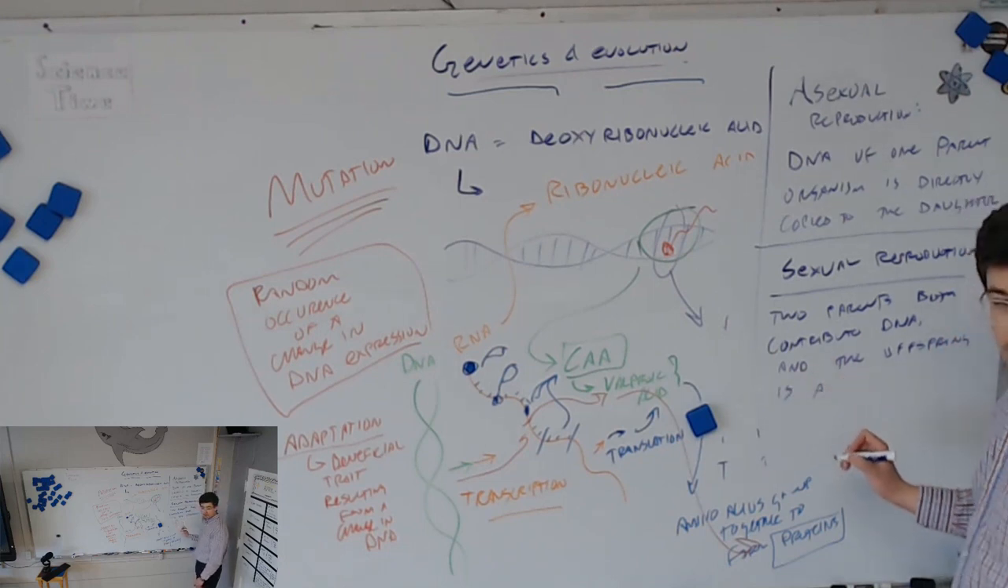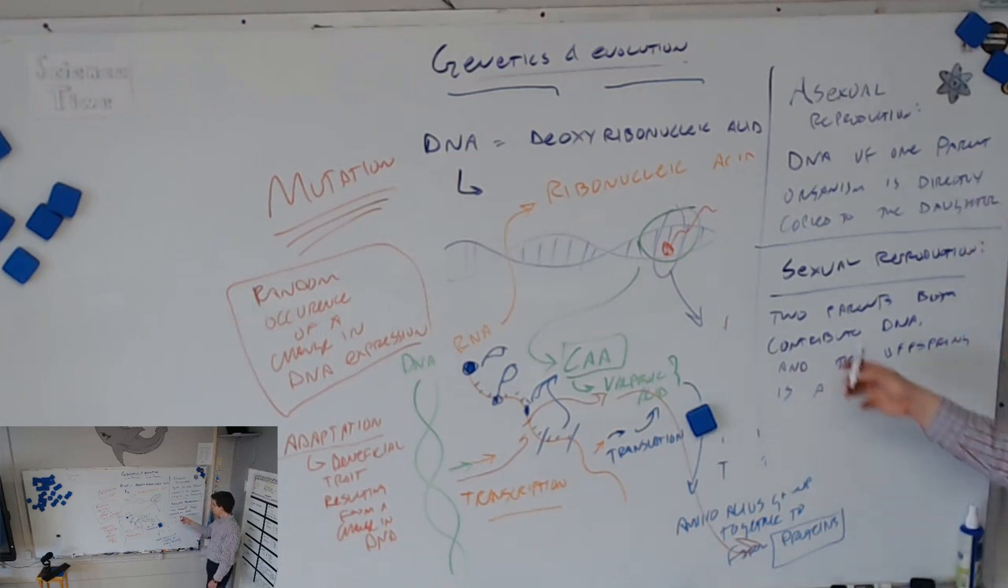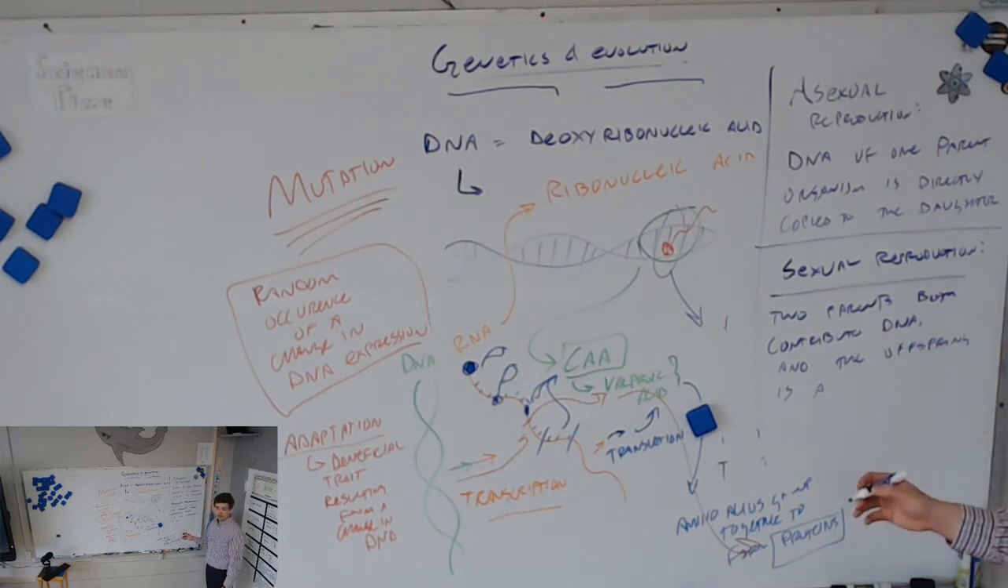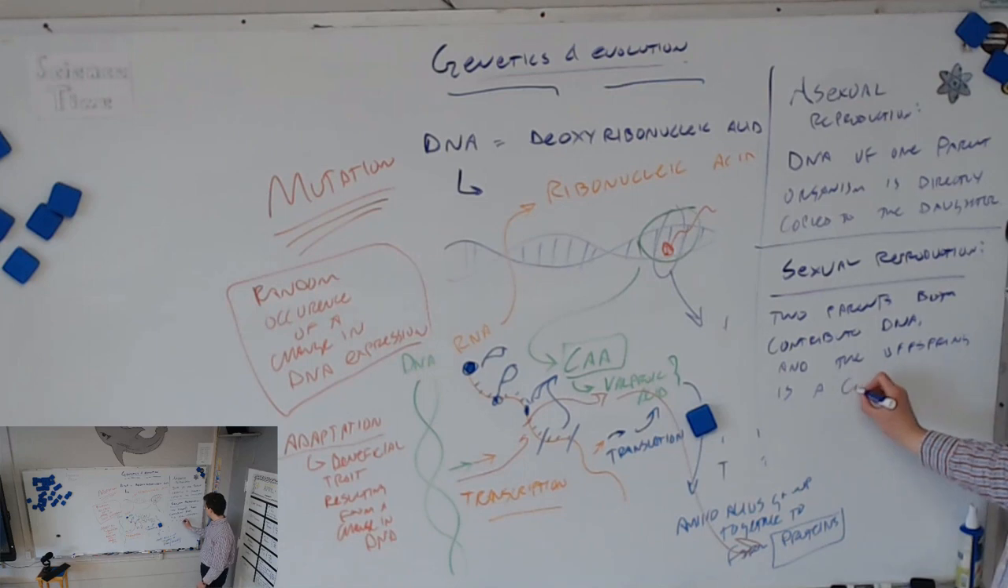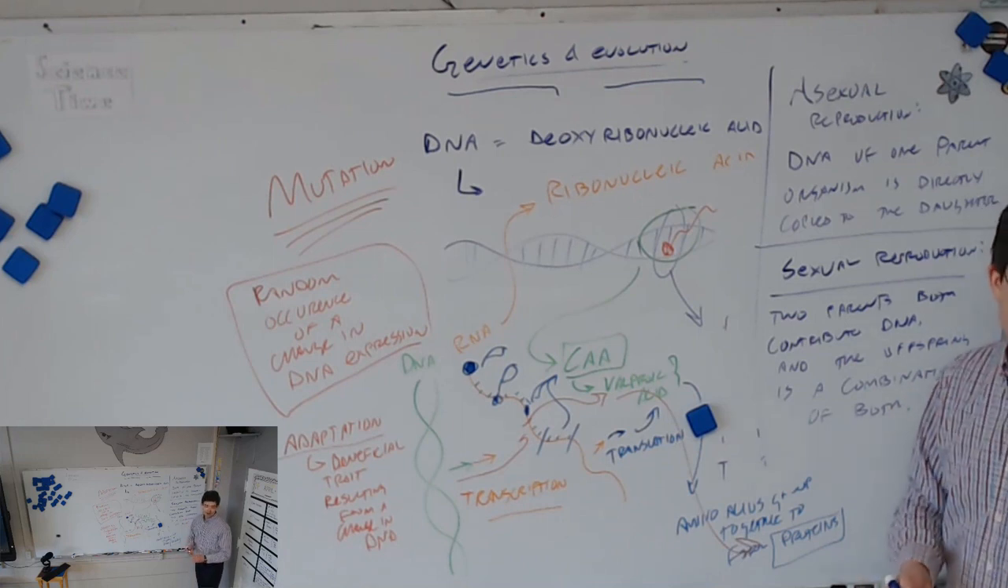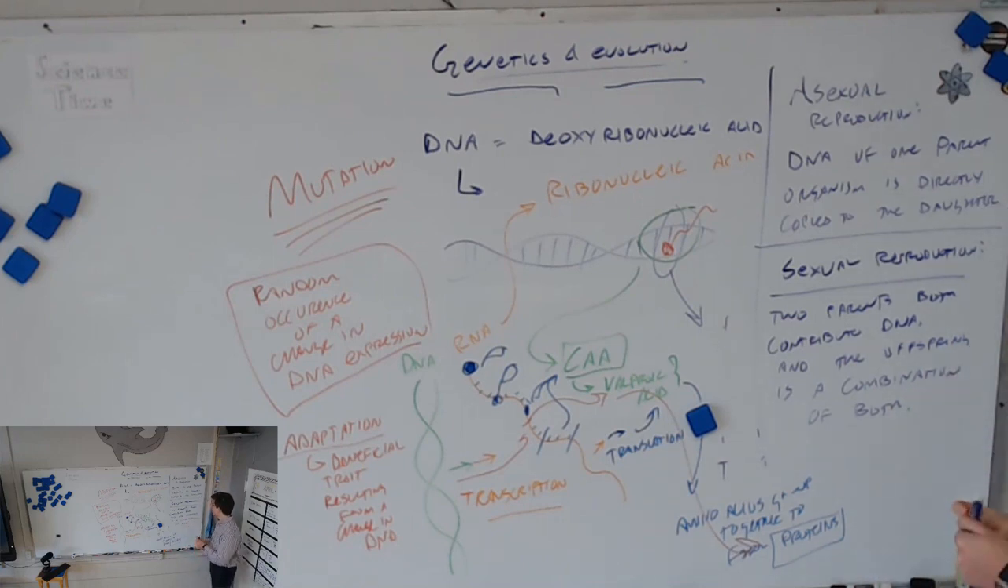is a what? How should I finish the sentence? Two parents both contribute DNA, and the offspring is a mix of both. A combination of both. Oh, they said an abomination. No. Sometimes it is an abomination. I know. Sexual reproduction: two parents both contribute DNA, and the offspring is a combination of both.